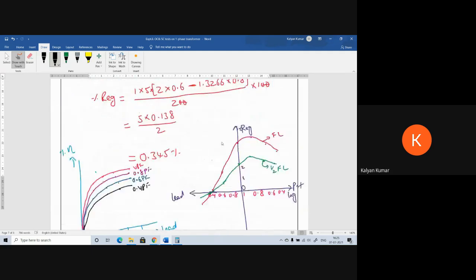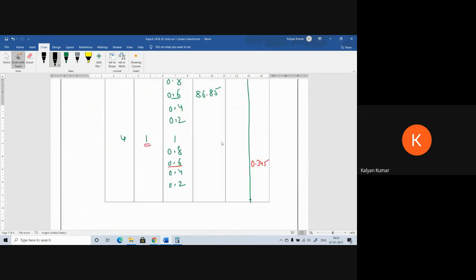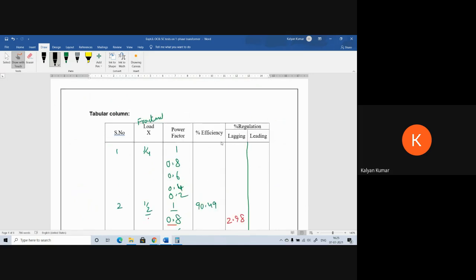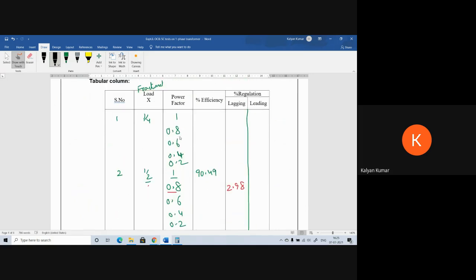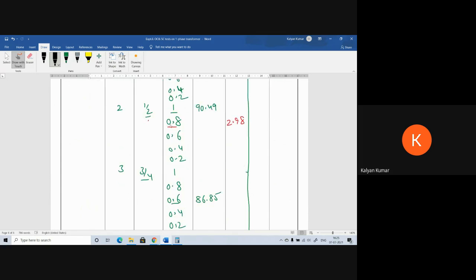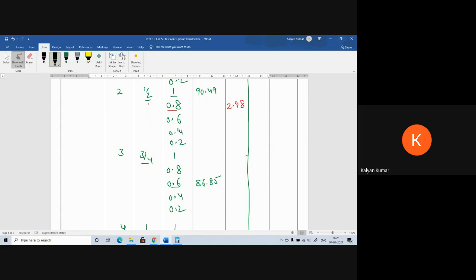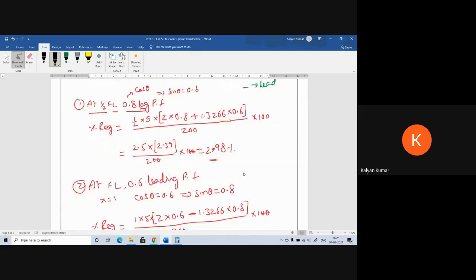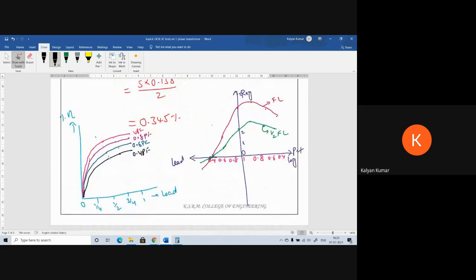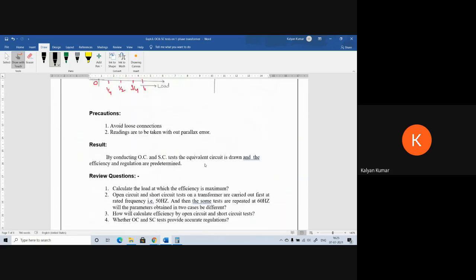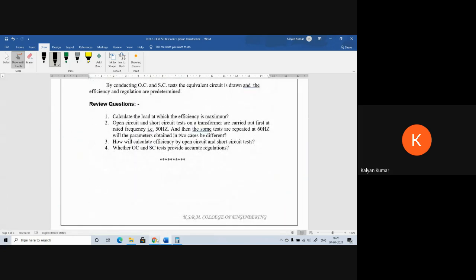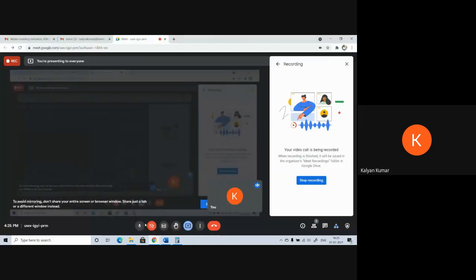For sample calculations, I have done only a few efficiency and regulation calculations, but you need to do the calculations for all loads at all power factors to get the efficiency, and for regulation, do the calculations for full load and off full load at given power factors, and complete this table. With the help of the tabulated values, we have to plot the graphs. That completes the calculation of OC and SC tests. Okay.